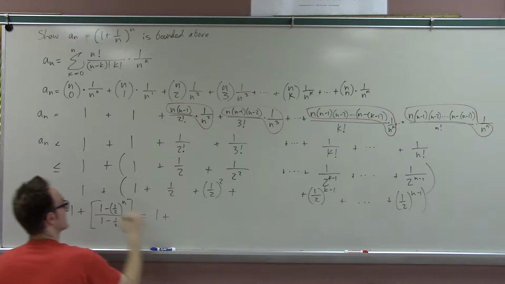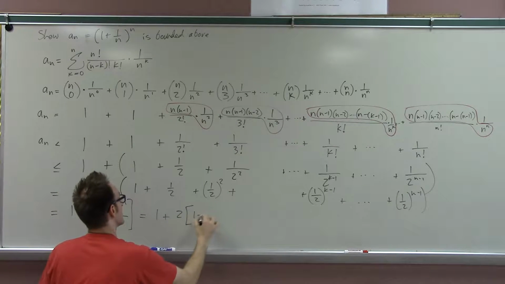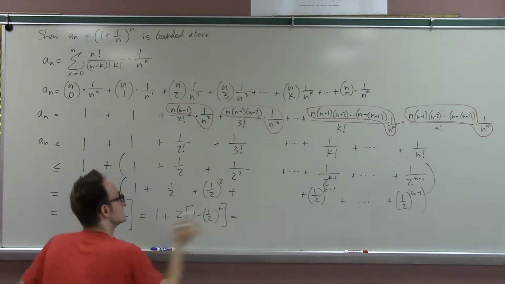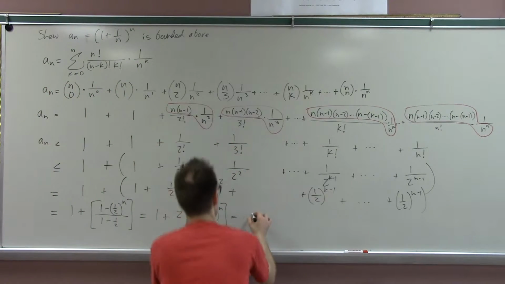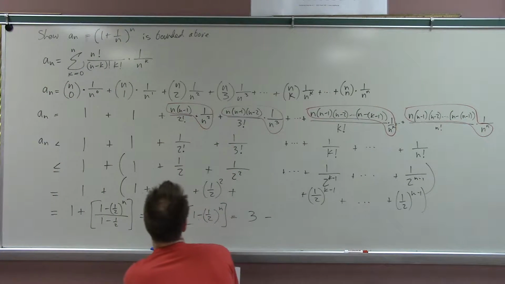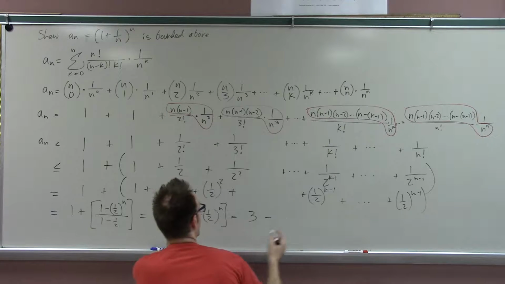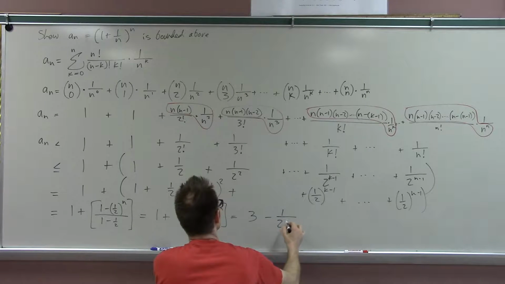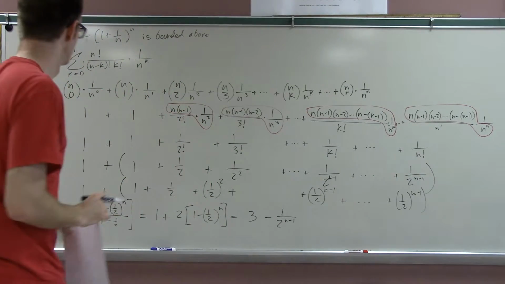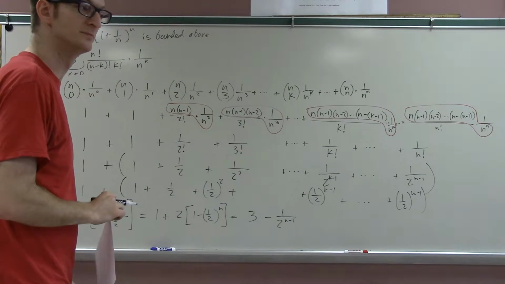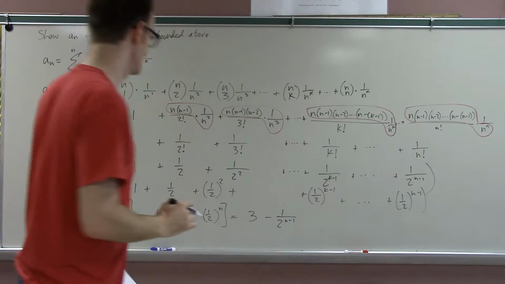That's like a half, so that becomes like a 2. So it's like 2 times 1 minus a half to the n. So that's just like 3 minus 1 over 2 to the n minus 1. Did I do that right? Yeah. Which is less than 3.